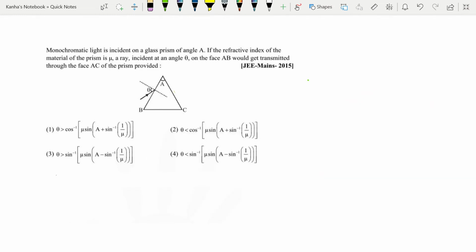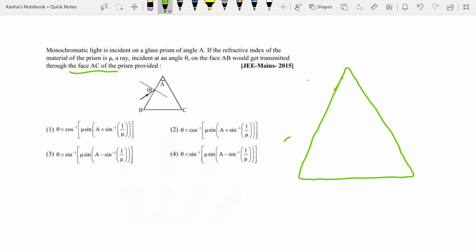So let's look at a question. Monochromatic light is incident on a glass prism of angle A. If the refractive index of the material of the prism is mu, a ray incident at an angle theta on the face AB would get transmitted through the face AC of the prism provided which of these? First of all, what you should note is they're asking that the ray should get transmitted from AC. So for a ray to get transmitted from any surface, its angle of incidence should be less than the critical angle.